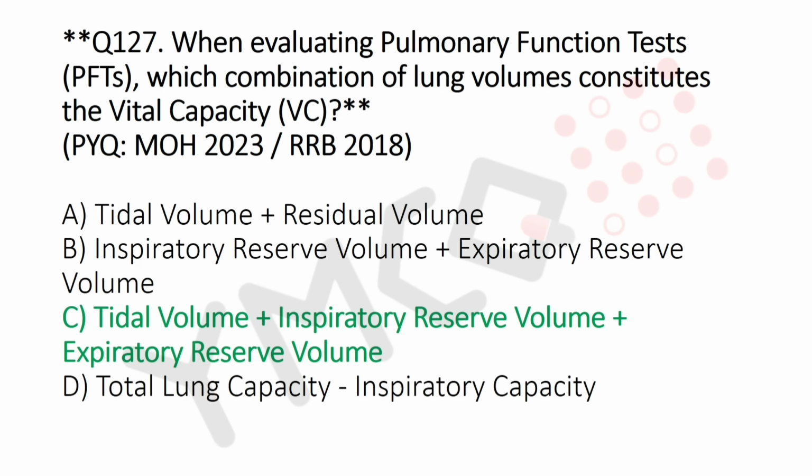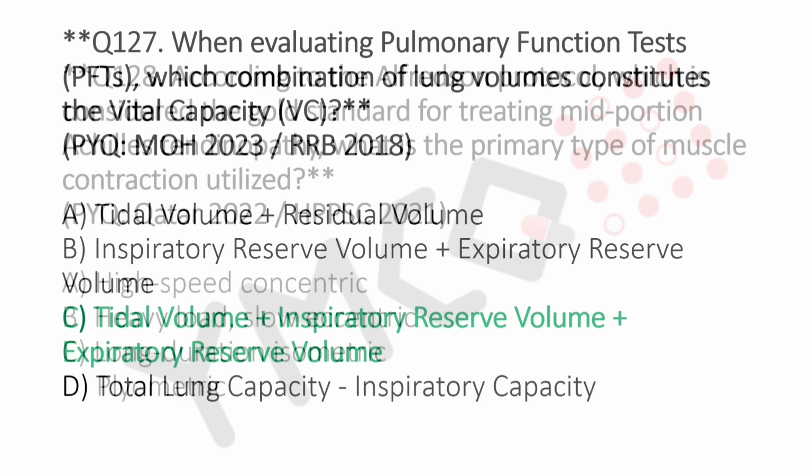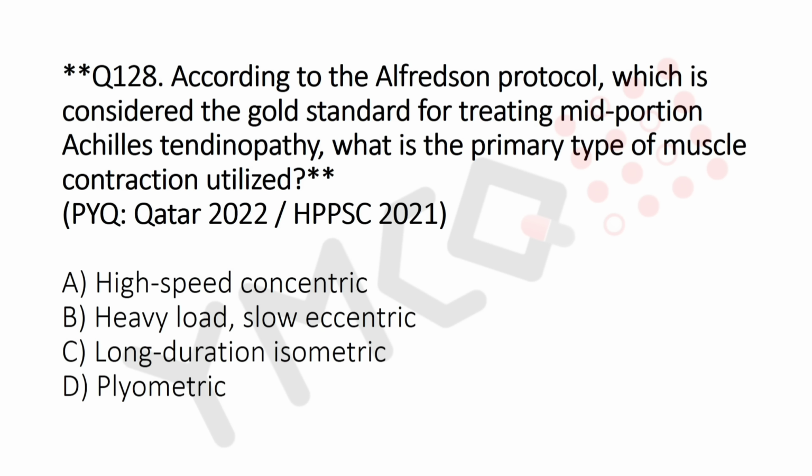Okay. Now let's move to question number 128. According to the Alfredson protocol, which is considered the gold standard for treating mid-portion Achilles tendinopathy, what is the primary type of muscle contraction utilized? Option A, high speed concentric. Option B, high load slow eccentric. Option C, long duration isometric. Option D, plyometric. And the answer is option B, heavy load slow eccentric.